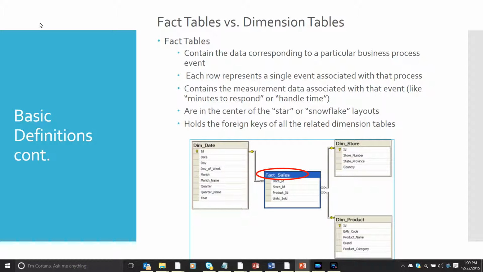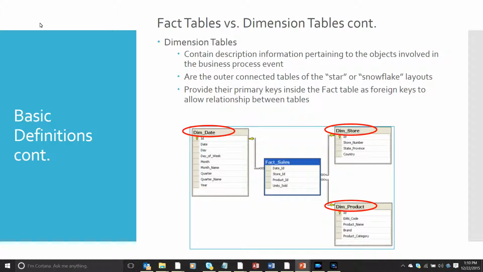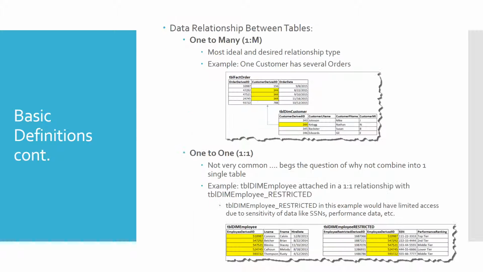Fact tables are hooked to the dimension tables through primary keys from the dimension table going into the fact table as a foreign key. Obviously, dimension tables contain the information pertaining to the objects involved in the business process event, or the objects inside the fact table.